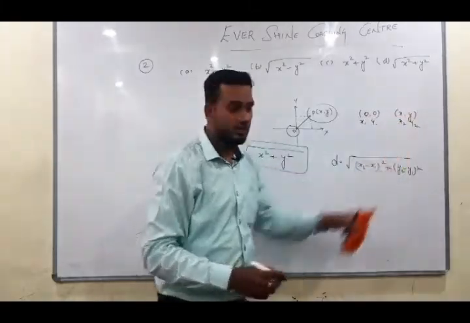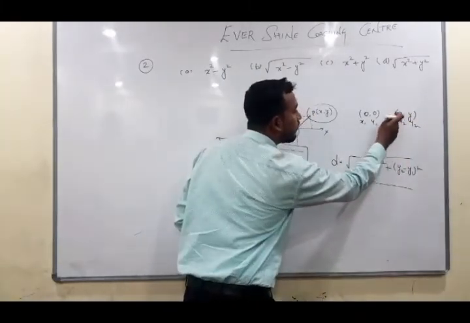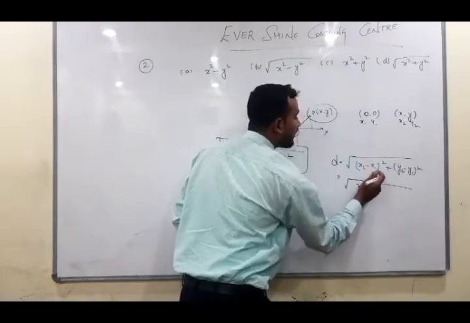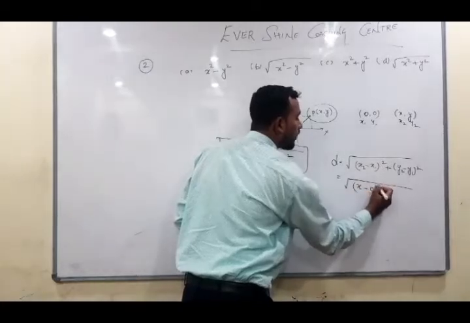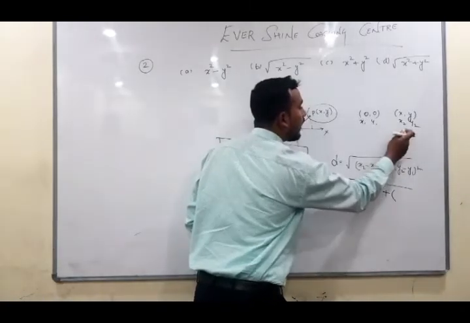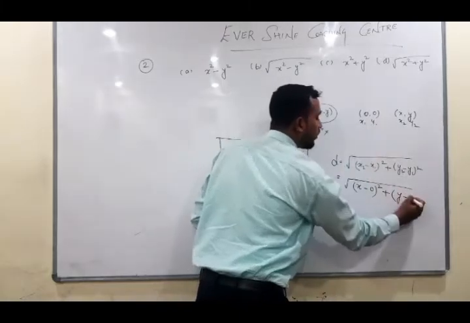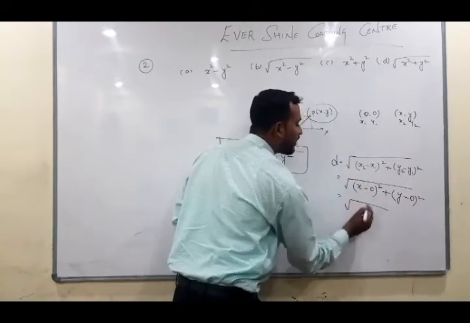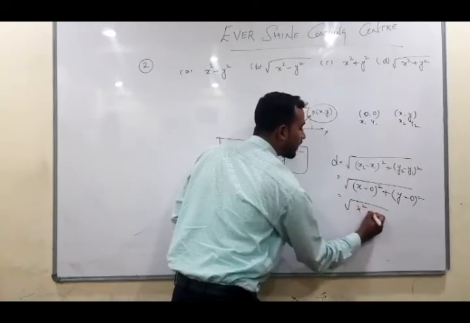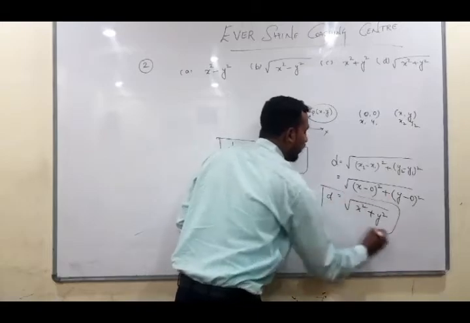Shall we substitute in this formula? Root of what is x2 value is x minus x1 value is 0 whole square plus y2 value is y minus y1 value is 0 whole square. That is equals to root of x minus 0 is x square, y minus 0 is y square. So this is the formula what we have got here.